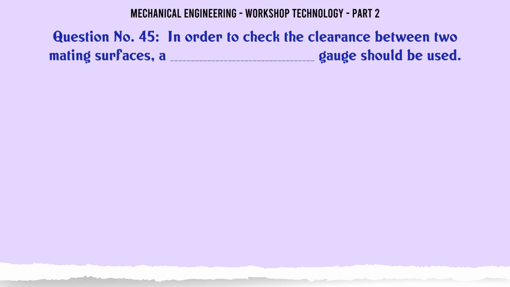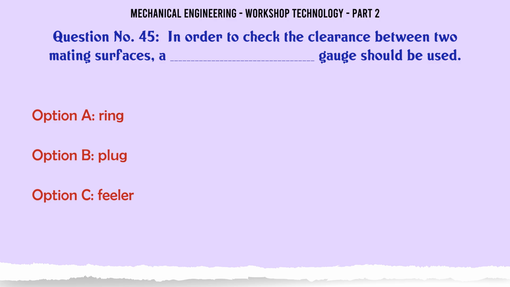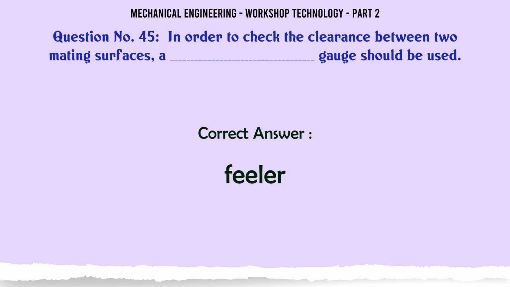In order to check the clearance between two mating surfaces, a gauge should be used: A. ring, B. plug, C. feeler. The correct answer is feeler.